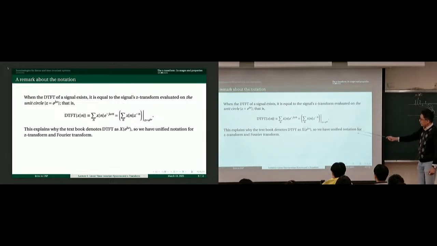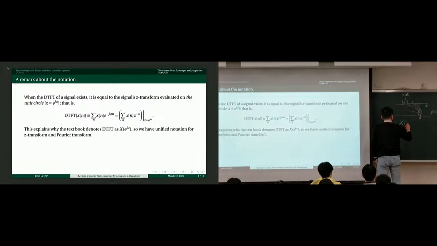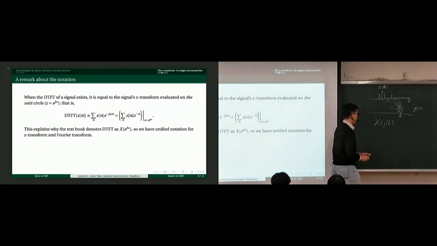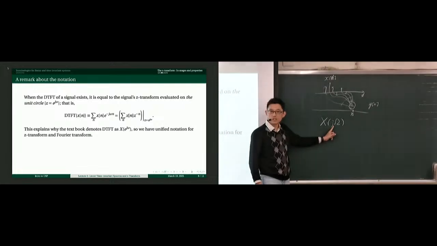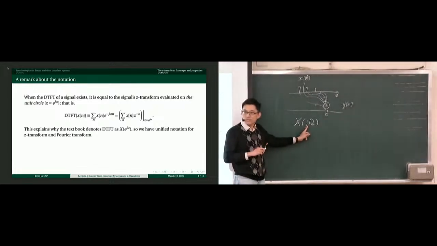All right, we have the unified notation for Z transform and for Fourier transform, the discrete time version. So there is also an analogy, right? Now, may I ask a question? The textbook also uses this notation for continuous time Fourier transform, right? Why do we need to write j here? Why is this notation preferred?